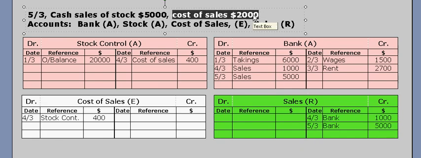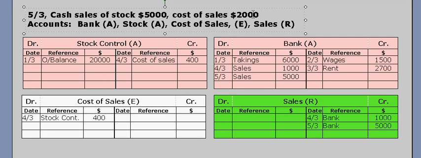Cost of sales, $2,000. This is the cost price of the stock that's gone. So you go to your stock control account and you've got to reduce it because you've just sold stock. So you put the date, you write the same thing, cost of sales, and the value, which is $2,000. That has reduced the asset. Credit entry, double entry rules reduces the asset.